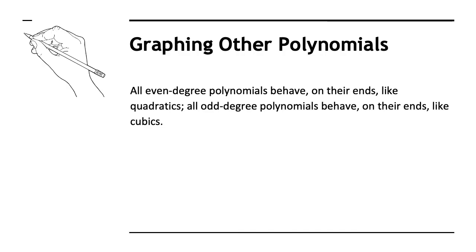If you can remember the end behavior for cubics, or technically for straight lines with positive or negative slopes, then you will know what the ends of any odd degree polynomial will do. All even degree polynomials behave on their ends like quadratics. All odd degree polynomials behave on their ends like cubics.